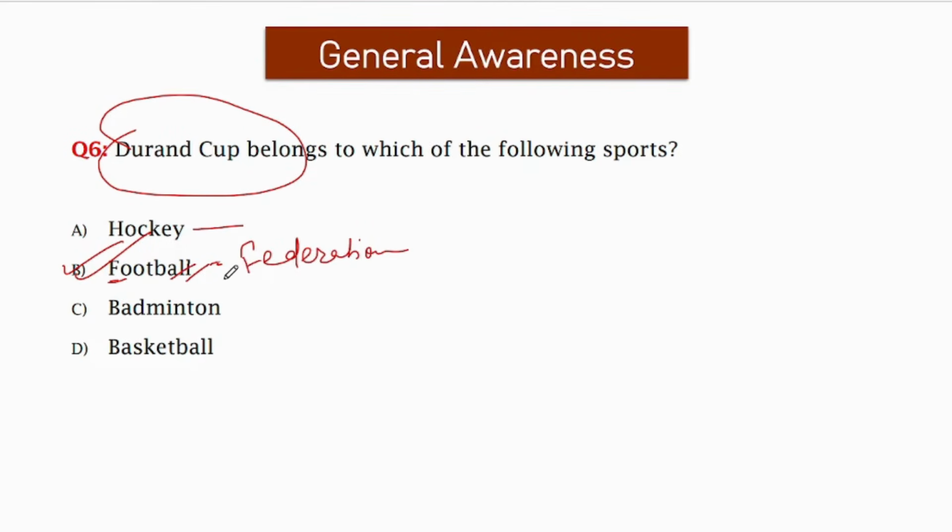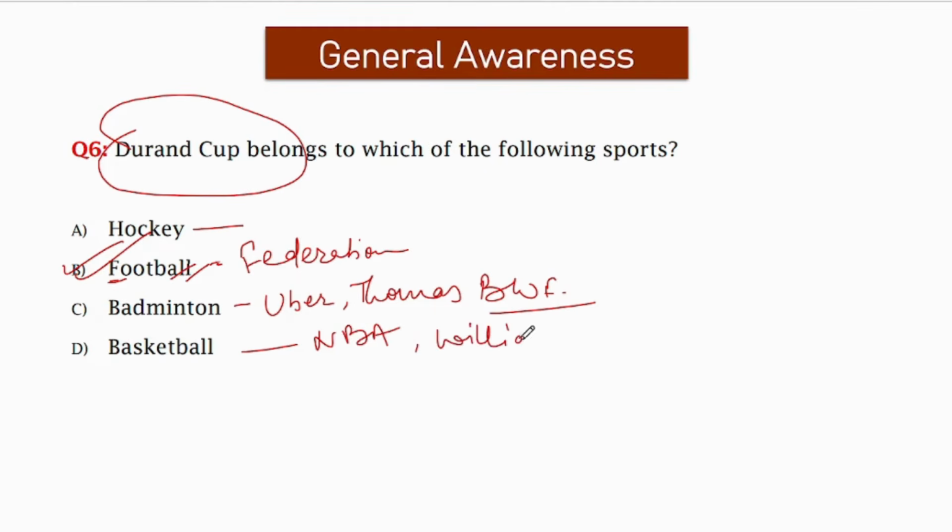If you talk about badminton, badminton is having Cup, then Thomas Cup, then Badminton World Federation Championship. We talk about basketball, very famous NBA. You must have seen this NBA Champions Trophy. William Jones Cup, that is also very famous. Okay, FIBA. You must have seen these sporting events. The right answer for this question, Durand Cup. Durand Cup belongs to football. Moving on to the next question.